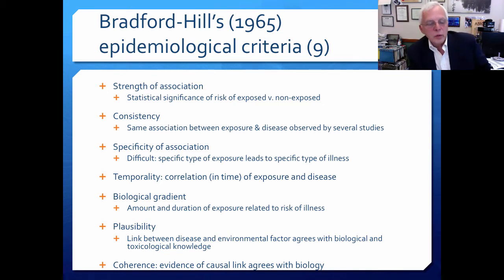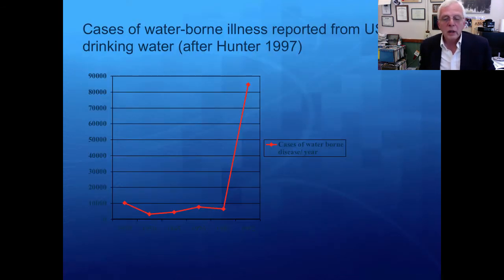And also being able to establish some biological gradient, looking at the amount and duration of exposure and finding it related to illness. And then plausibility, one needs to look into the biological aspects of it and make sure it really works, that it can work biologically. Find whether the link between disease and environmental factor agrees with biological and toxicological knowledge, and also coherence, the lack of disagreement among sources. These are very important criteria, and important to apply in determining what the causes of waterborne illness can be.